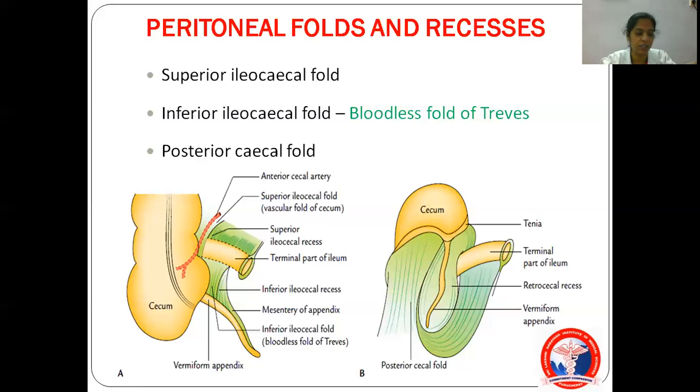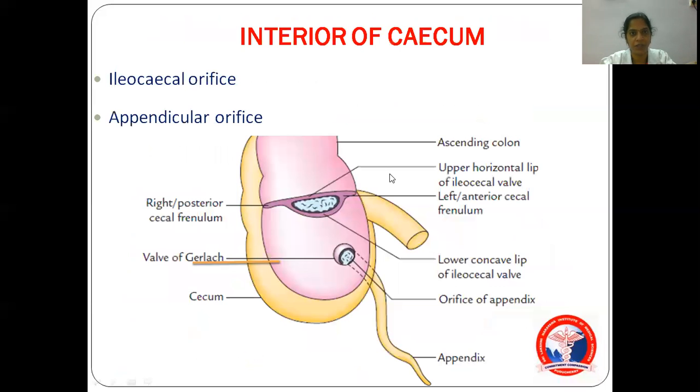Then we start with the cecum. We have seen about the location of the cecum, in which quadrants it is located. Then we have seen the features of the cecum. Then we discussed the relations anteriorly and posteriorly. We have also seen the peritoneal folds and the recesses. The next one: after seeing all this, you are going to see the interior of the cecum.